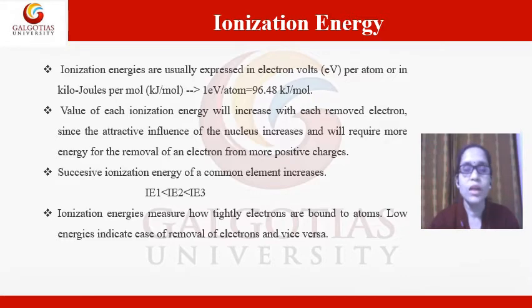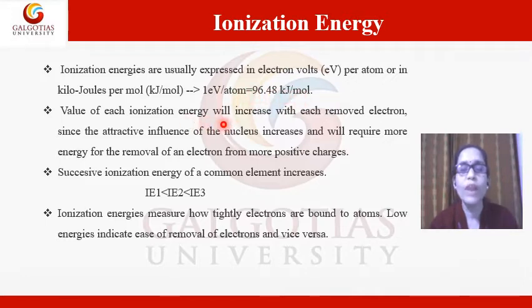Then see how we measure ionization energy. Ionization energy is usually expressed in terms of electron volt per atom, or we can also convert it into kilojoules per mole. So 1 electron volt per atom is equal to 96.48 kilojoule per mole.